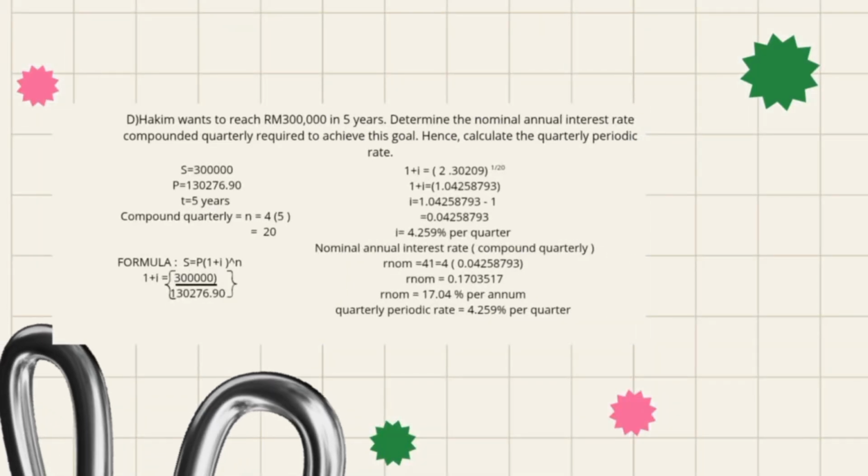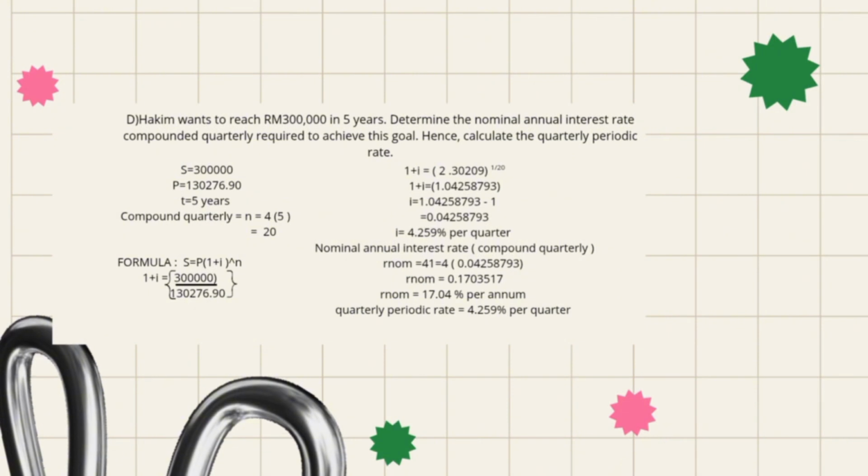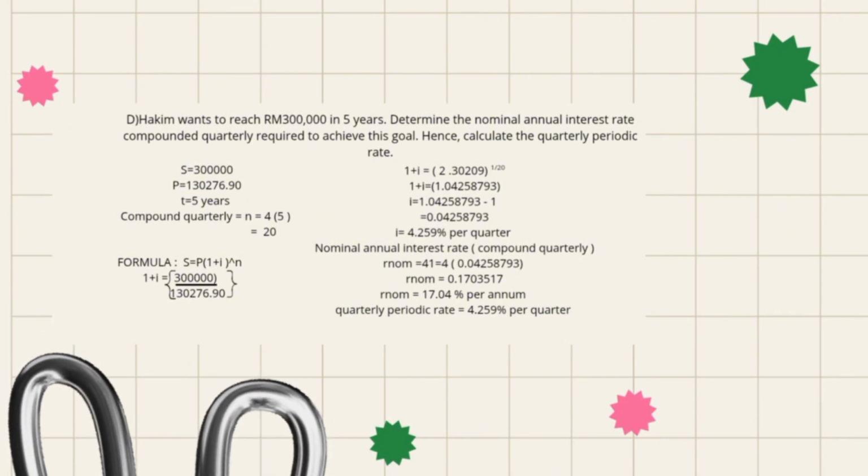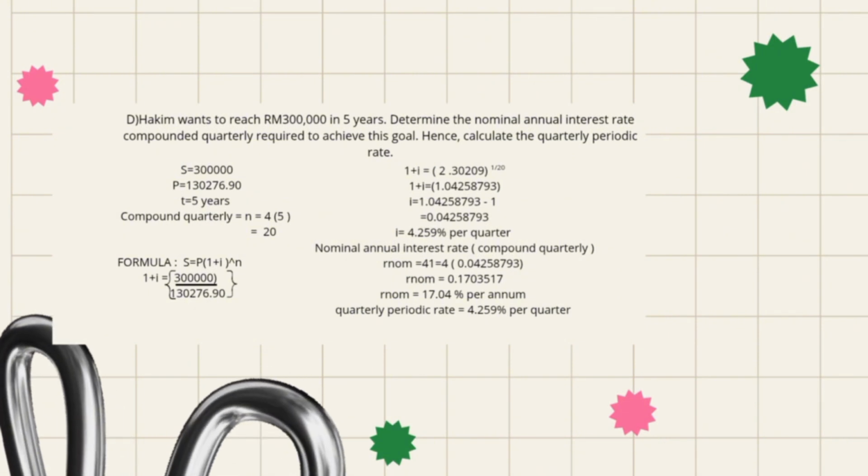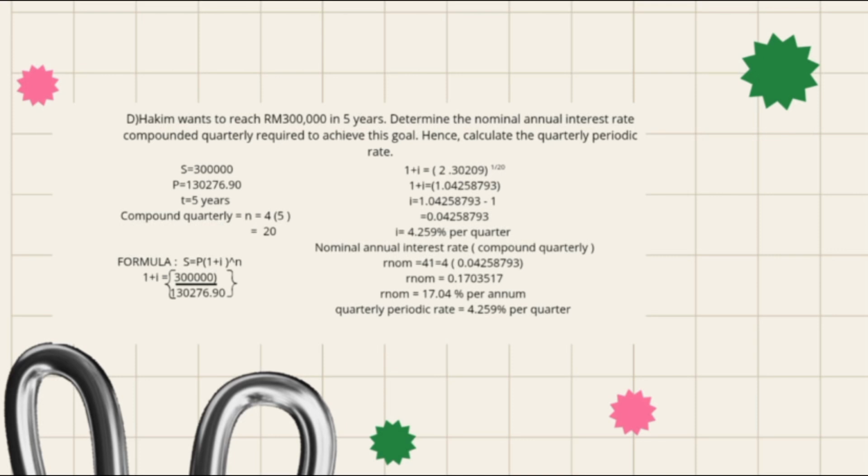Hakim wants to reach 300,000 in 5 years. Determine the nominal annual interest rate compounded quarterly required to achieve this goal. Hence, calculate the quarterly periodic rate. So the formula is S equals 300,000, P equals 130,276.90. T is 5 years, compounded quarterly, so n equals 4 times 5. So the answer is 20.